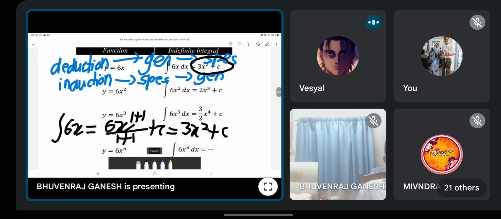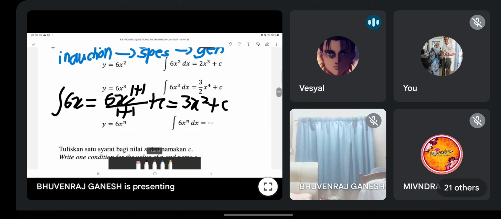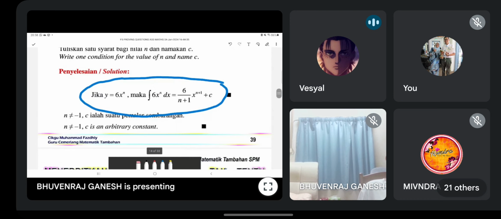Okay, so for the first one, it's just integrating, right? Now for the second one, you get 2x cubed when you integrate. For the third one, you'll get 3 over 2 x to the power of 4 if you integrate. And can you scroll back down one? So you'll realize that there's a pattern forming lah.